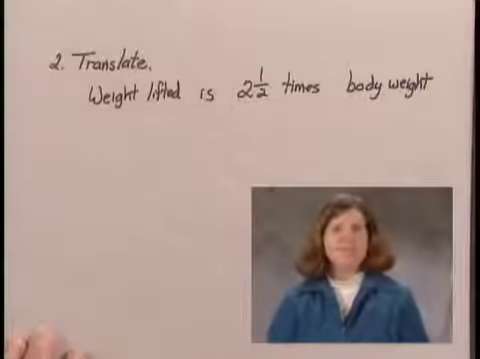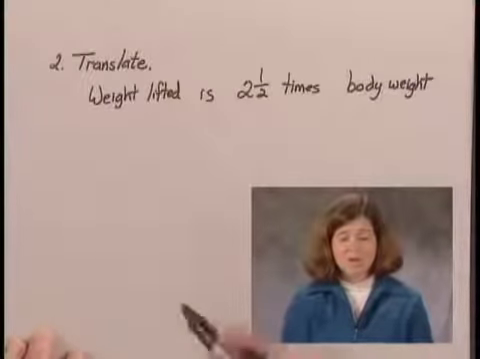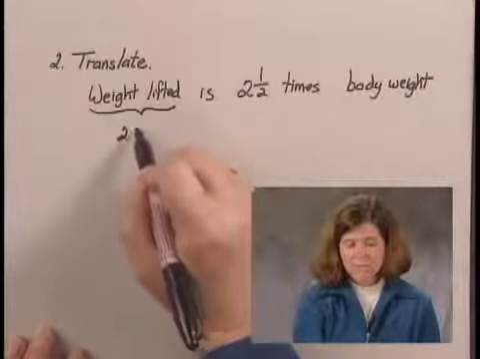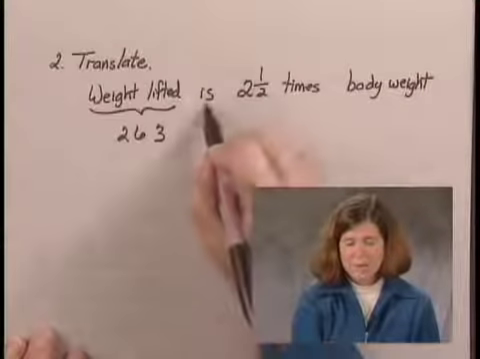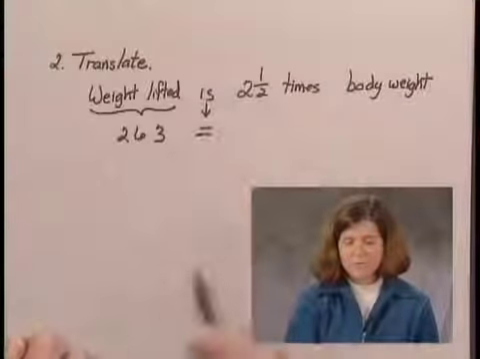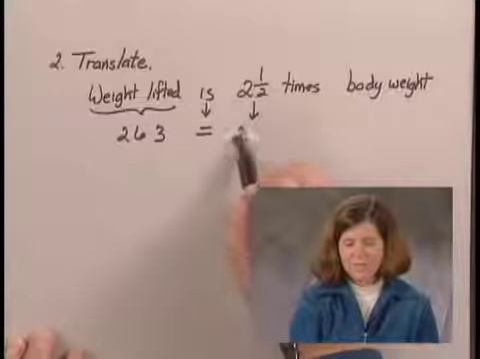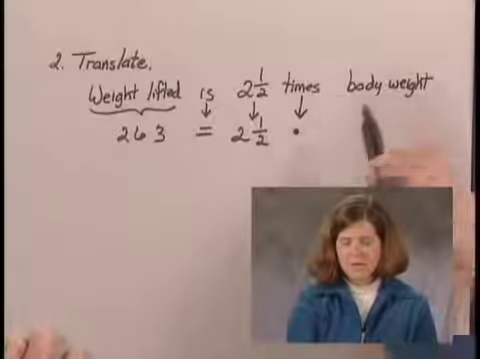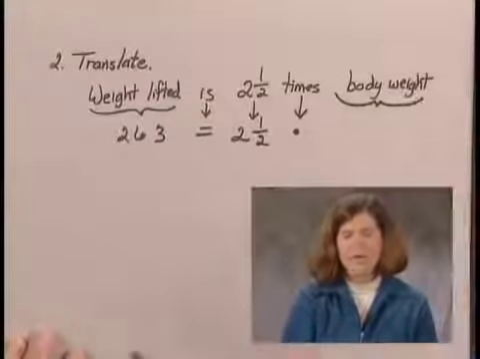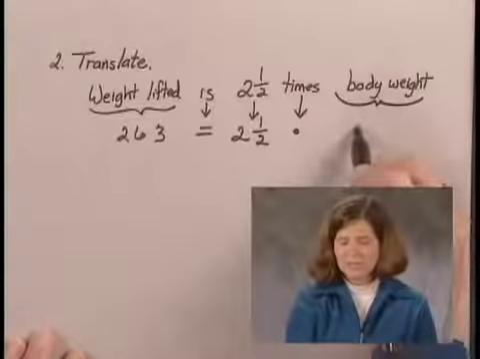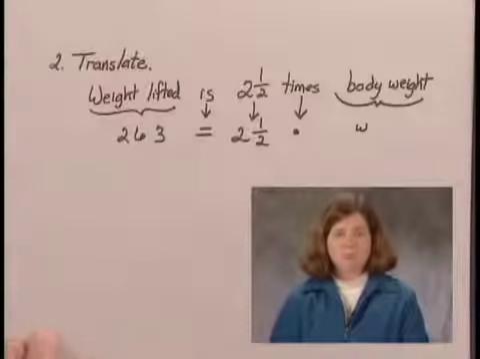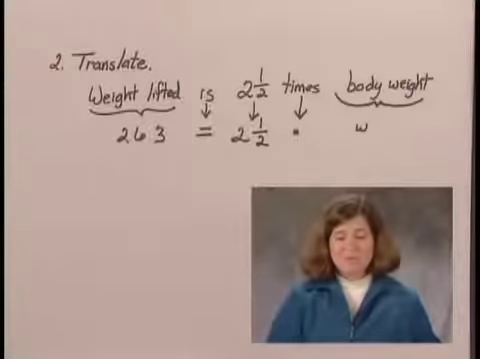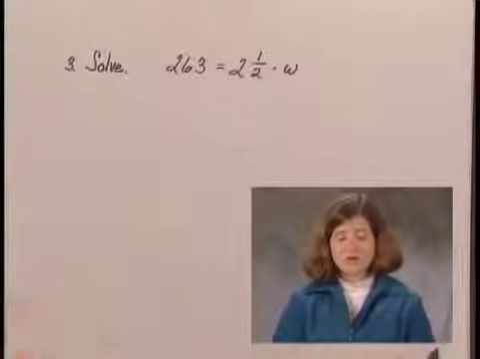When I've written it in English in this form, it translates directly to a mathematical sentence. The weight lifted was given as 263 kilograms. Is translates to equals 2.5, and just write 2.5, times, we write a multiplication sign, and for the body weight, which we don't know, we set that equal to W as our variable. So now we have an equation, and we can move to our third step in the problem-solving process, and that is to solve the equation.